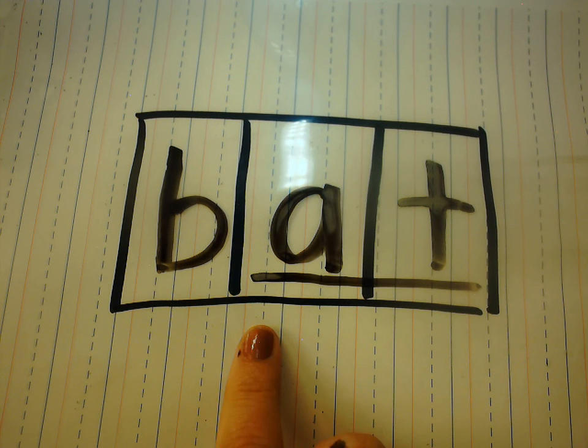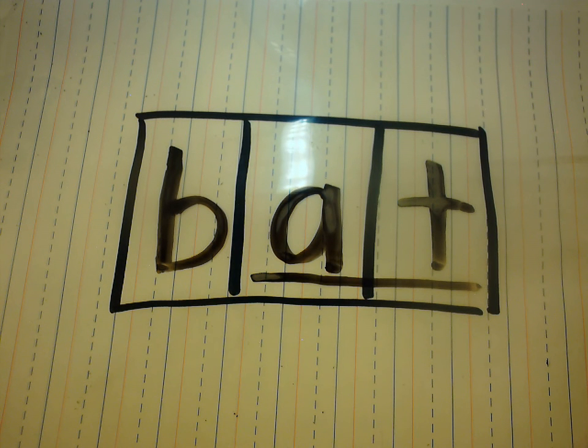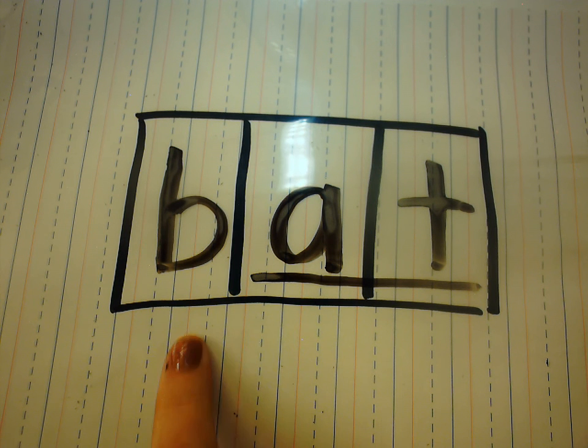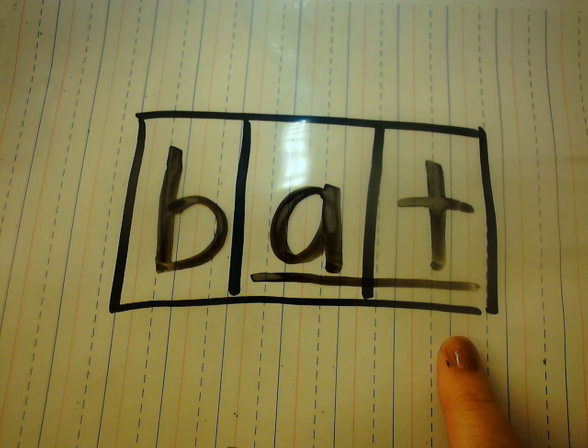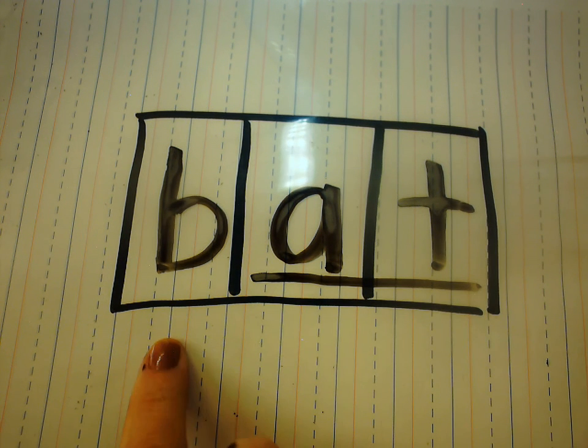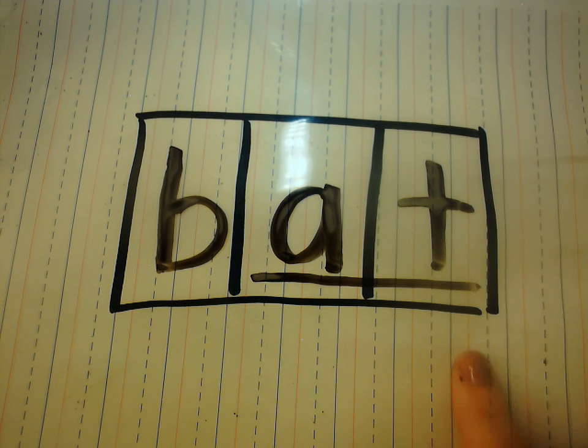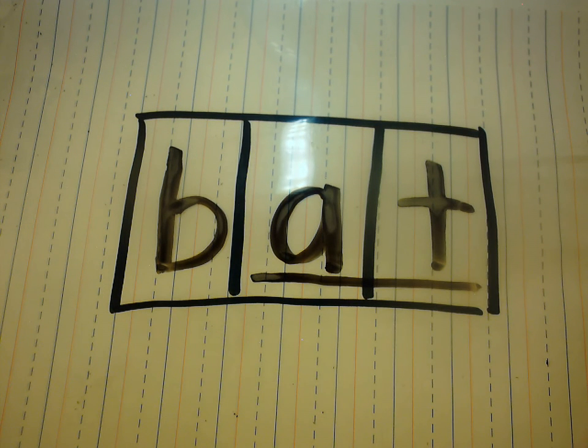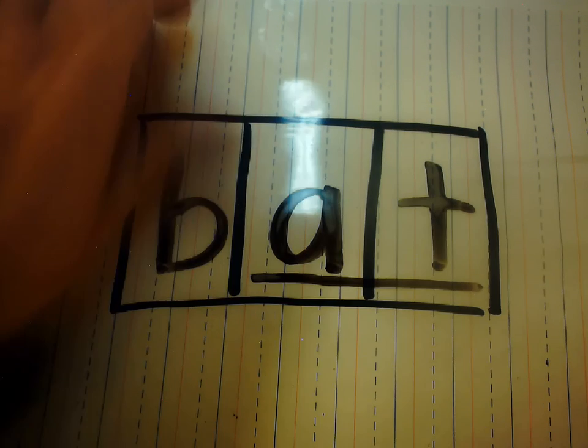Is that a word? Yes, it is. There's two different kinds of bats I can think of. There's a baseball bat where I hit a ball, and a bat that flies around and eats fruit like we saw at the zoo. Those are bats too. I spell bat B-A-T. I can read bat. Bat is a real word. Erase your B.